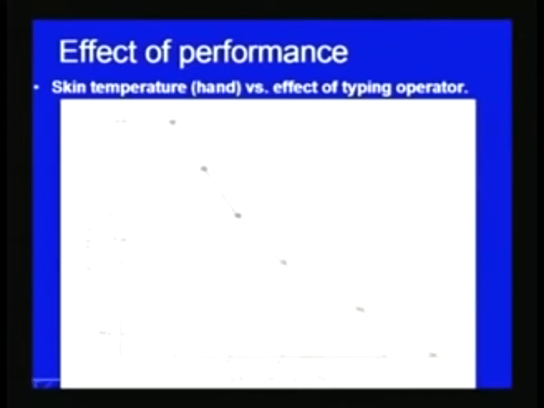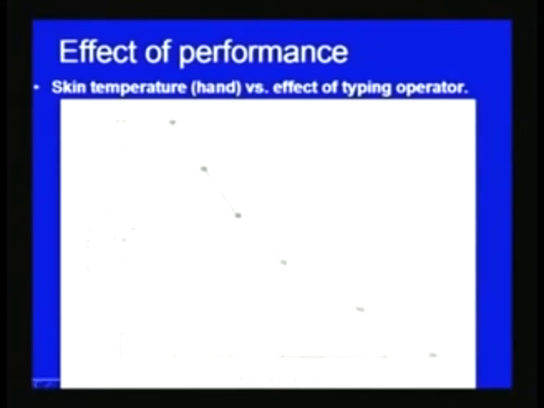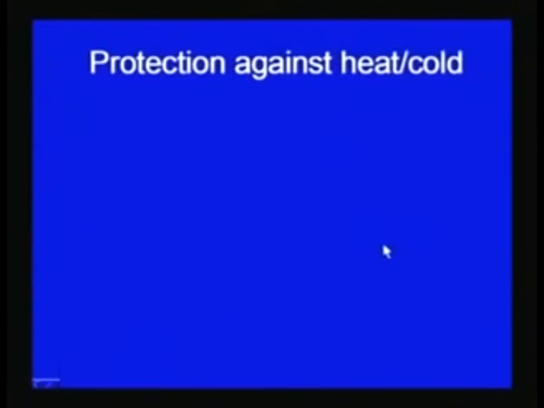We can see here that at a temperature around 30 to 34 degrees centigrade, typing efficiency is, say, 100%, and then with the reduction in temperature down to 16 or 14 degrees centigrade, it is reduced to about 50%. So, the efficiency of a worker for those activities where close control over the movement of the hands or the feet is required decreases rapidly with the reduction in the skin temperature.